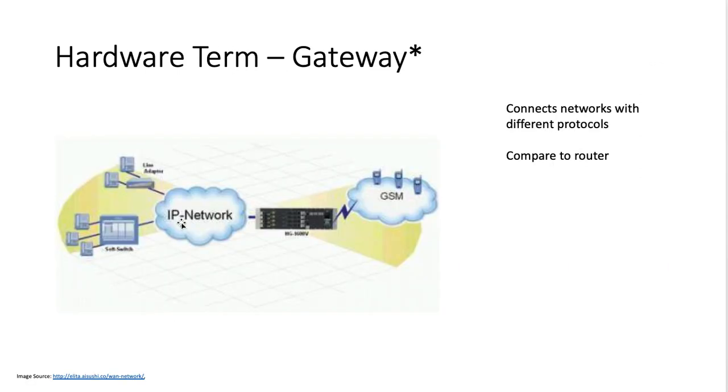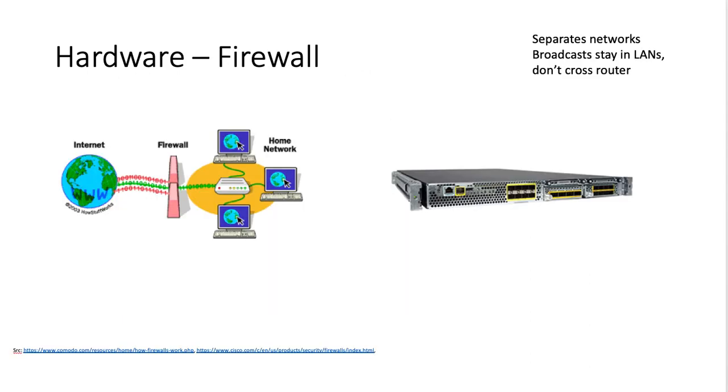But what if you wanted to go from an IP network and connect to a cell phone, for example? A cell phone network is not technically an IP network. And so by definition, a gateway is connecting 2 different networks that use 2 different protocols, whereas a router is connecting different networks that use the same protocol. That's the distinction.